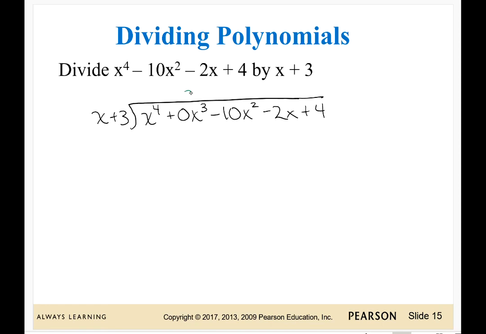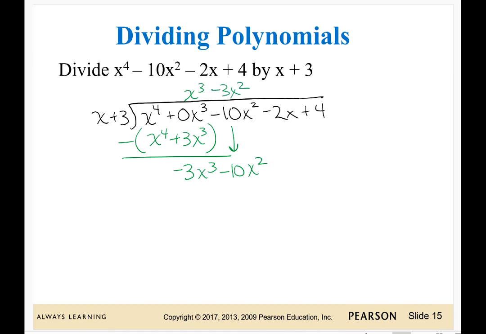So here we go. We're going to start with x cubed. x cubed times x is x to the 4th, plus 3x cubed. We're going to subtract all that, and I'm going to get negative 3x cubed. Bring down my next term and go again. x times negative 3x cubed is negative 3x squared. So that would give me the negative 3x cubed, and then this would give me minus 9x squared.